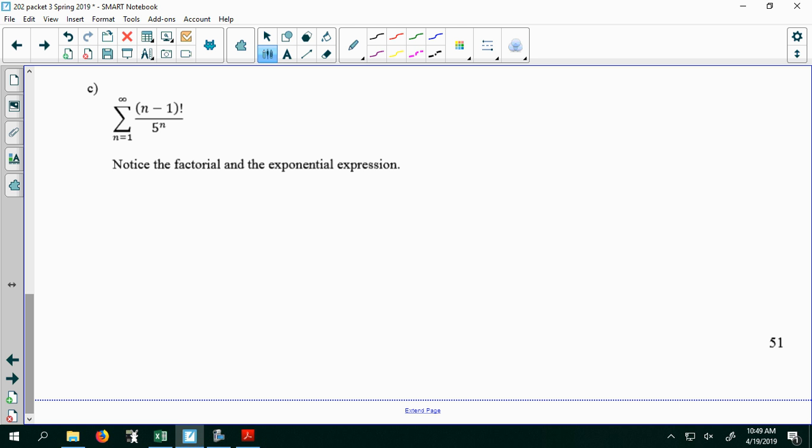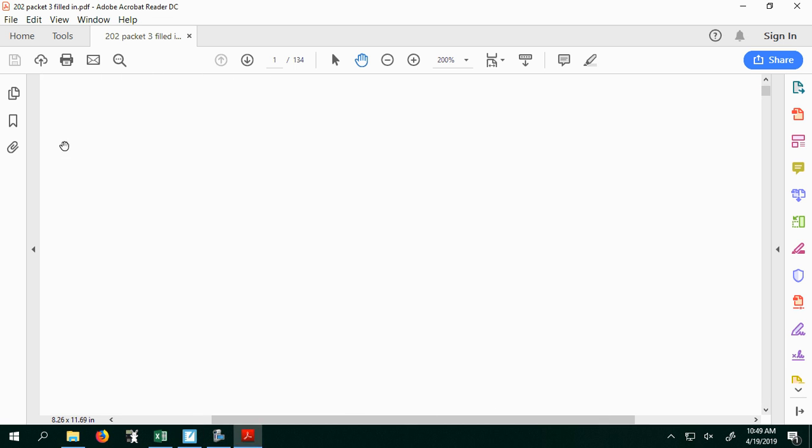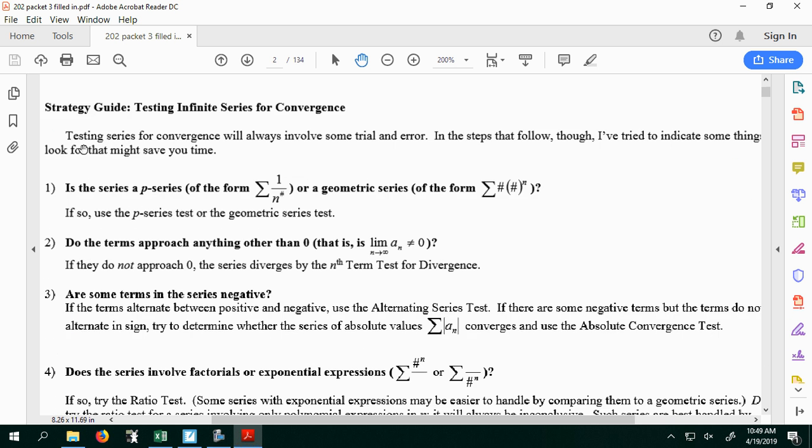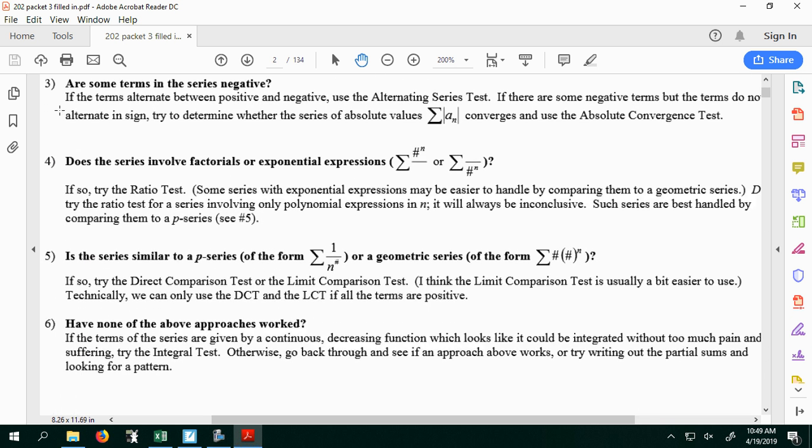Okay, so for this one, you want to notice the factorials and the exponentials, right? So if you check through our list here, there's a note about, does the series involve factorials or exponential expressions? Yes, so try the ratio test.